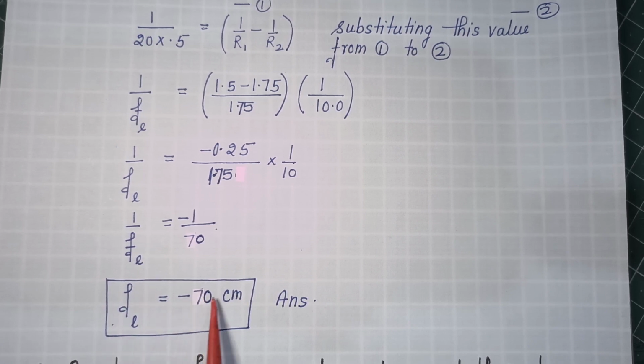So the conclusion is that whenever a lens is placed in a liquid which has refractive index more than the refractive index of the lens, the nature of the lens will be changed and focal length will also be increased.